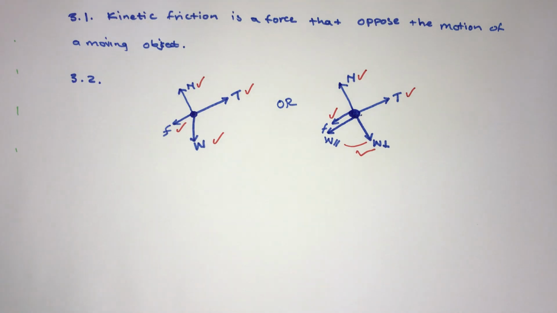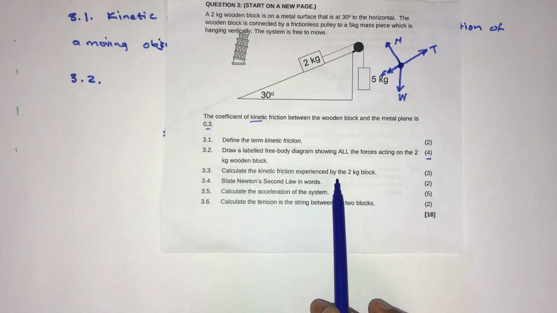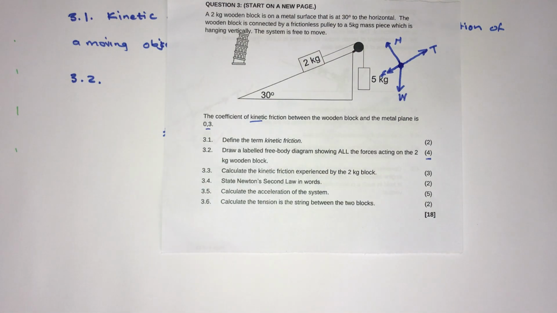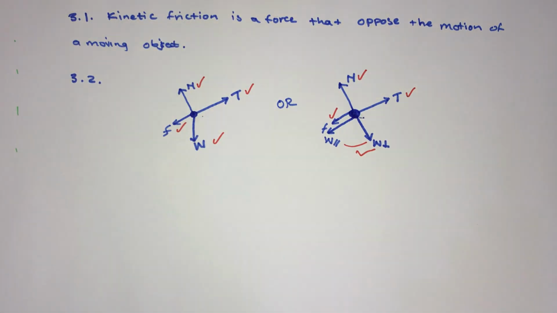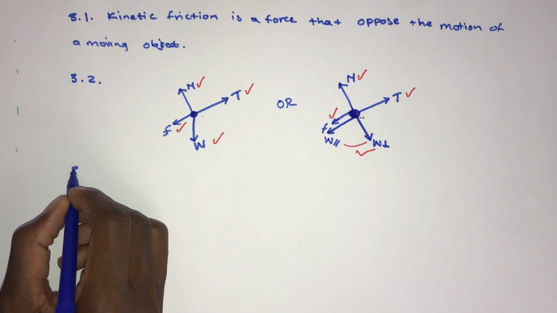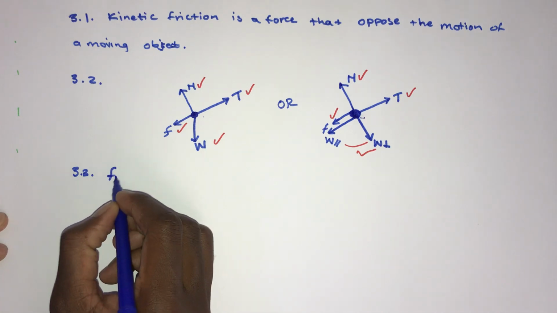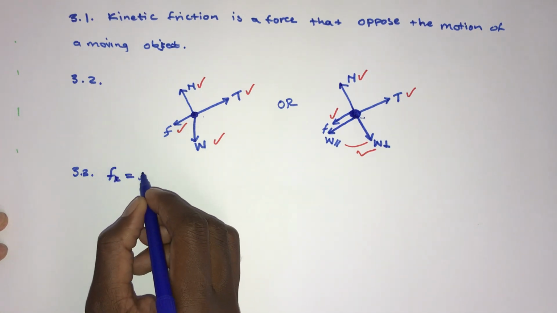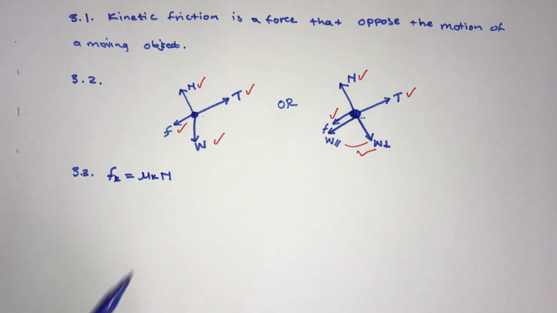So let's move to the next question now. 3.3, calculate the kinetic friction experienced by the 2 kg block. So it's inclined now. So let's check it before we start calculating. They want to know the frictional force. So 3.3, this is the formula. First you write down the formula. Fk is equal to the coefficient of kinetic friction multiplied by normal force. So you take this formula straight from the formula sheet.